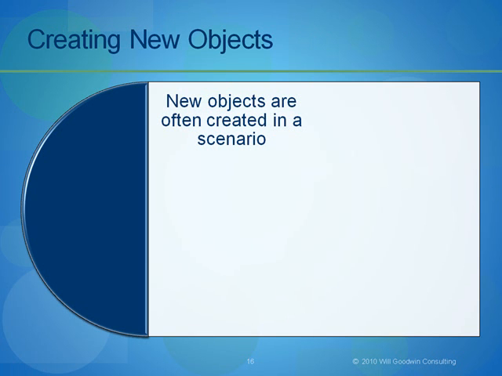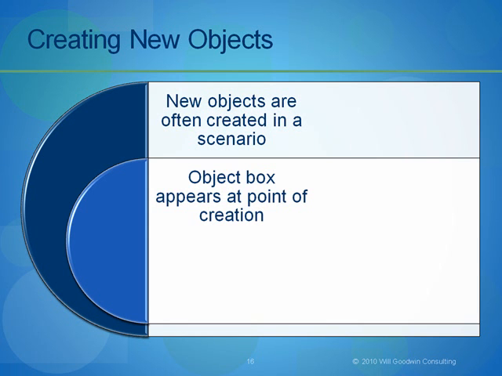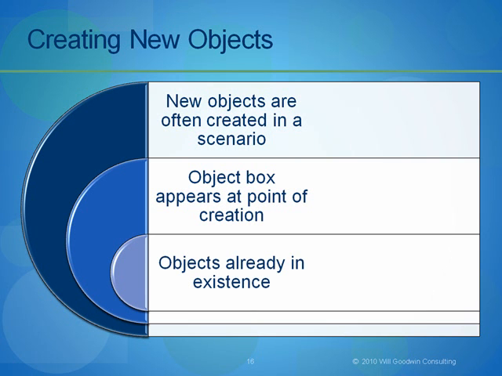Quite often, as a scenario is unfolding, new objects need to be created. When we do this on a sequence diagram, we'll add in the object box at the point of creation, that is below the top line of our diagram, to indicate this is the point at which the object was created. Now, objects that are already in existence when this scenario started always appear at the top of the diagram. So this is a pretty clear and explicit way of indicating which objects are already in existence and which ones are newly created during the execution of this scenario.